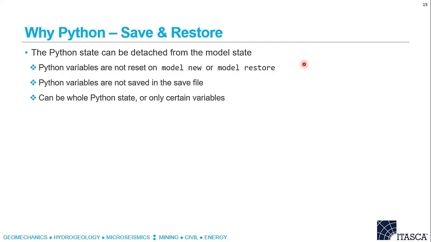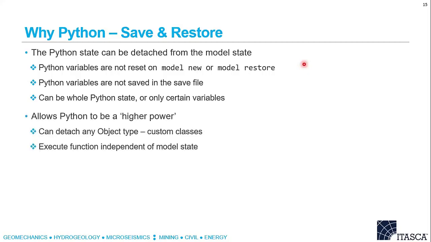Now, the power of this is that it allows Python to act as a kind of higher power. This allows you to detach any object type within Python, including generic data structures all the way to custom classes that you can define. It also allows you to execute functions independent of the state of the model. An example of this use would be to create a Python function which varies input parameters and runs for some large number of models, and then takes the resulting values and optimizes the results via SciPy optimization algorithms.